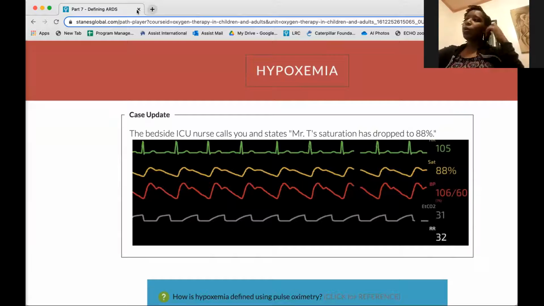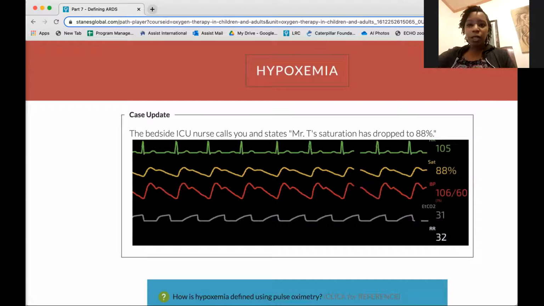So the bedside ICU nurse. We're going to go through the hypoxemia part. The bedside ICU nurse calls you and states that Mr. T's saturation has dropped to 88%. So this is already a patient who is intubated, and the levels have dropped to 88%.